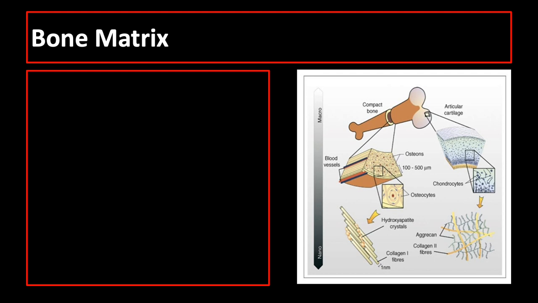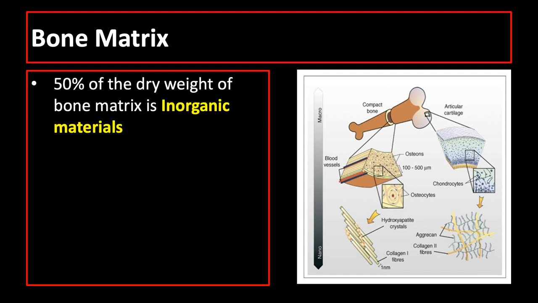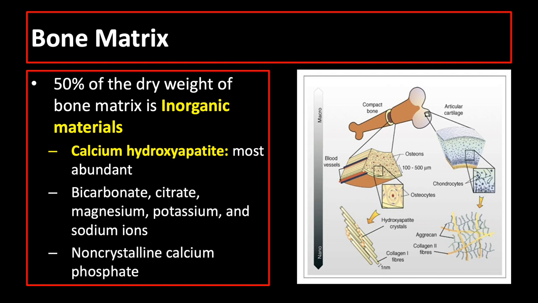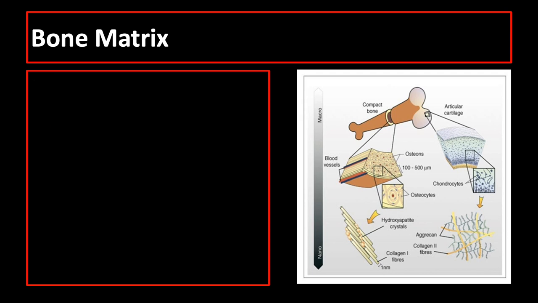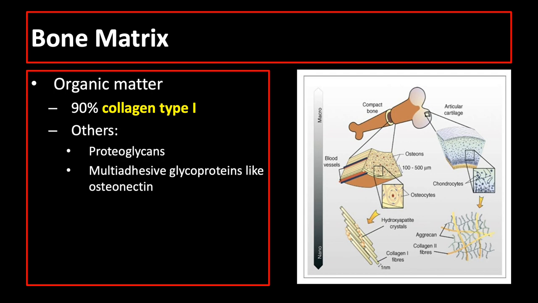For the bone matrix, 50% of its dry weight is inorganic material. The most abundant inorganic material in the bone matrix is calcium hydroxyapatite. Other inorganic components of the bones are the following. On the other hand, the majority of the organic component of the bone, about 90% of it, is collagen type 1. Other organic components are the following.